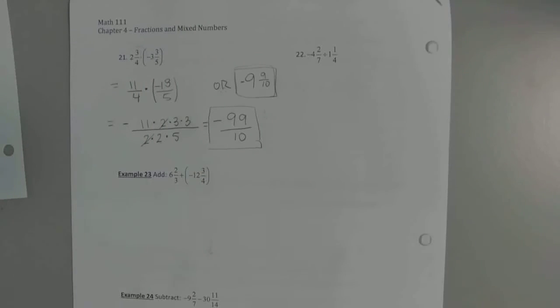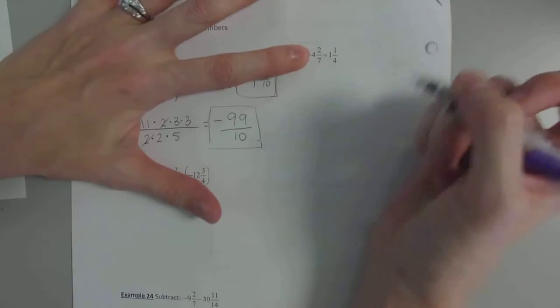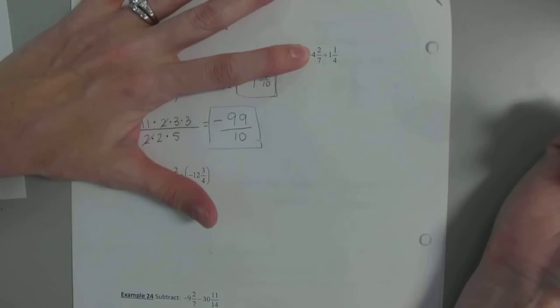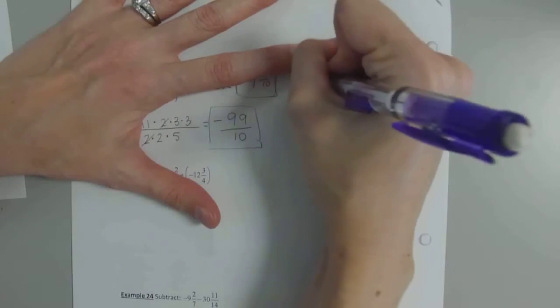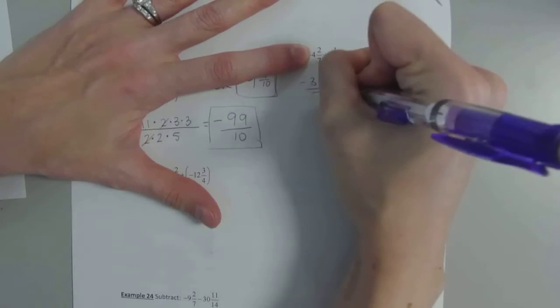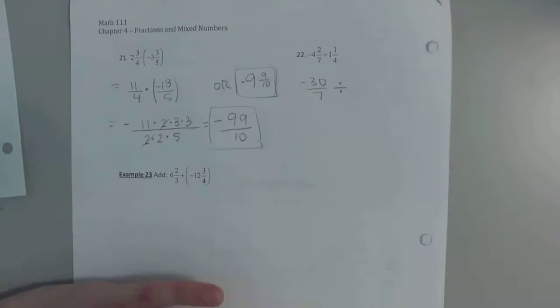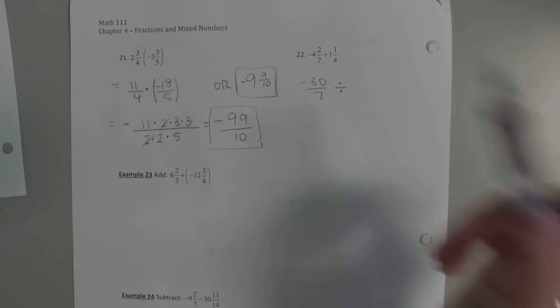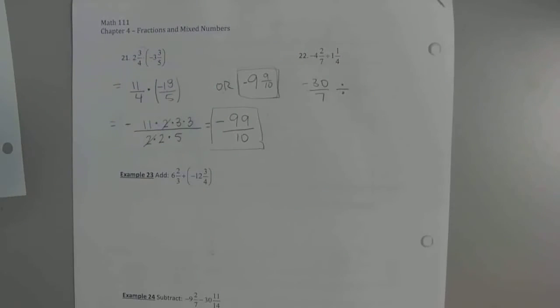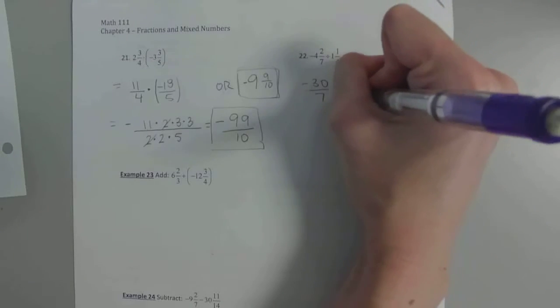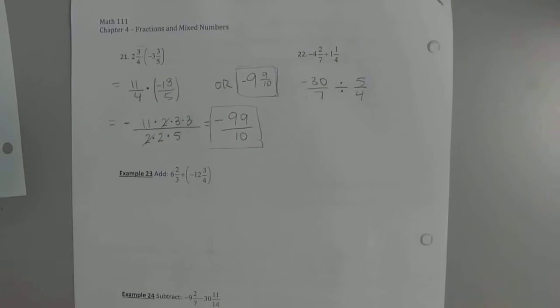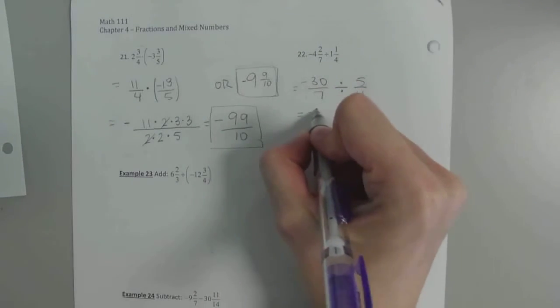All right, let's look at this next one. Let the negative hang out as we change it to an improper fraction. So what is 7 times 4? 28. 28 plus 2? 30. So we have negative 30 over 7. Divided by, we're still keeping it division because I need to change it to this improper fraction first. What's 4 times 1? 4. What's 4 plus 1? 5. So this is 5/4. All right, what's my next move going to be?